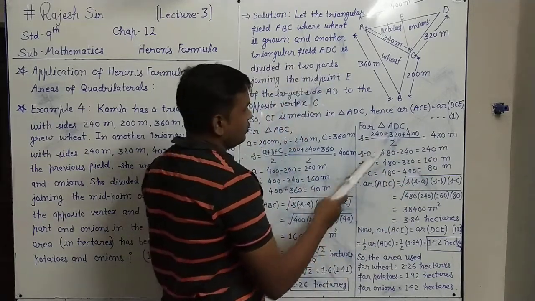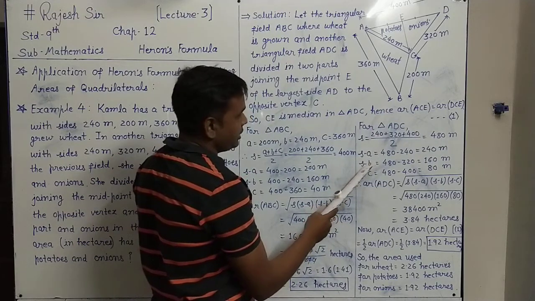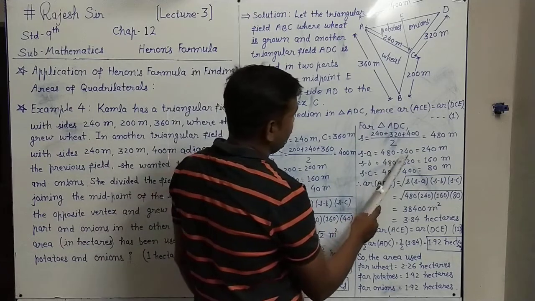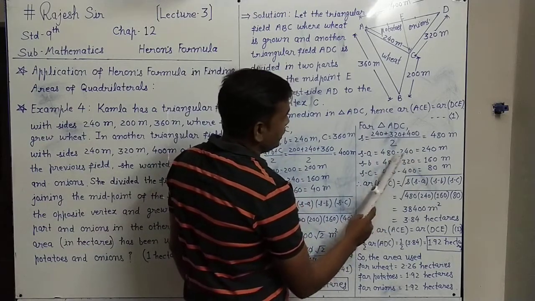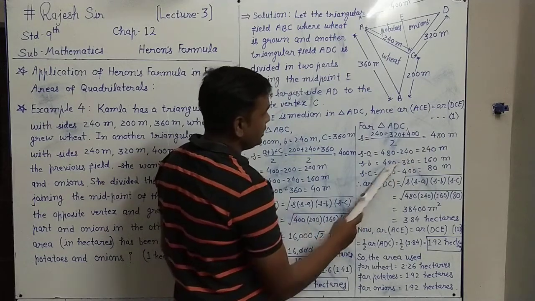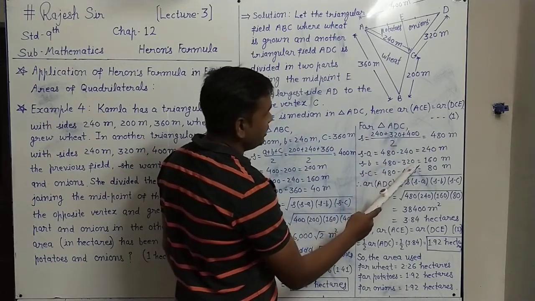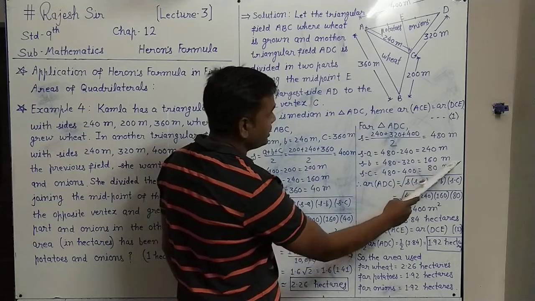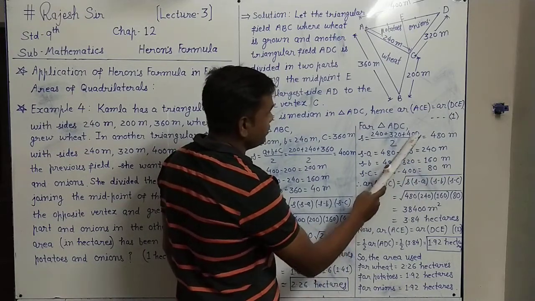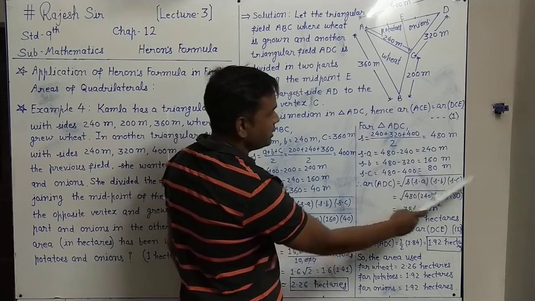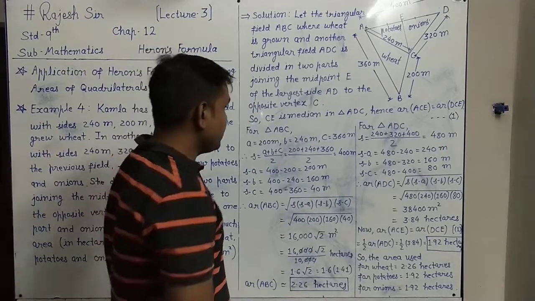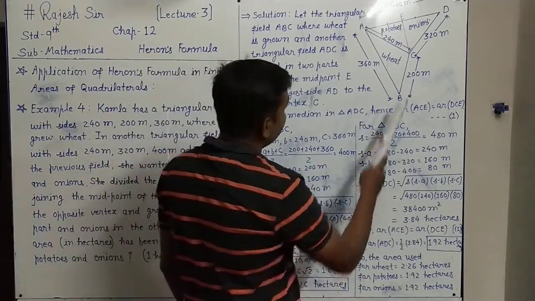In this case also, we will find all the three terms S minus A, S minus B, S minus C for this triangle. S is 480 minus A is 240, 480 minus 240, 240 will be S minus A. S is 480 minus B is 320, 480 minus 320 will be 160 meter. S minus C, S is 480 minus C 400, 480 minus 400 is 80 meter. So all the terms we have now, you can use Heron's formula for this triangle.